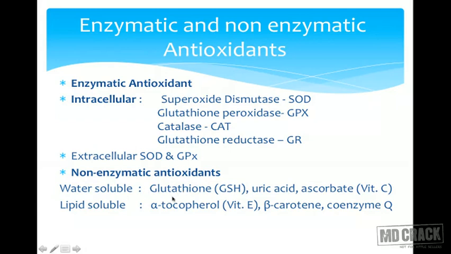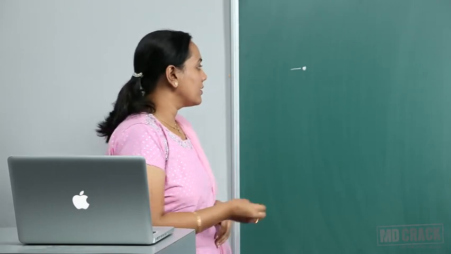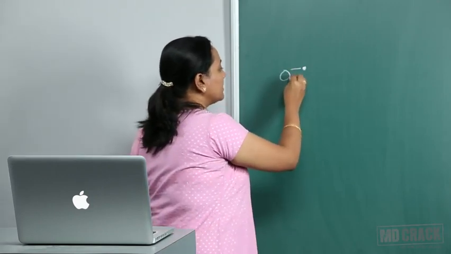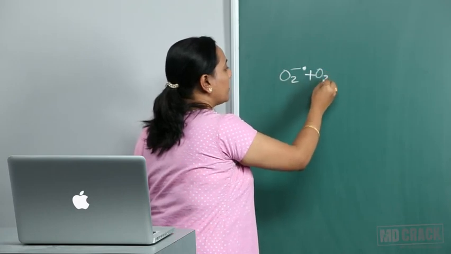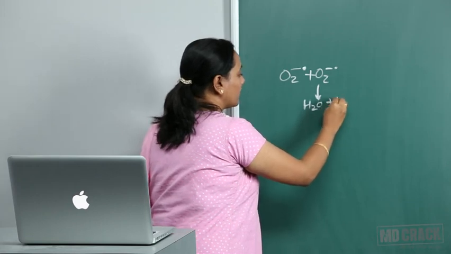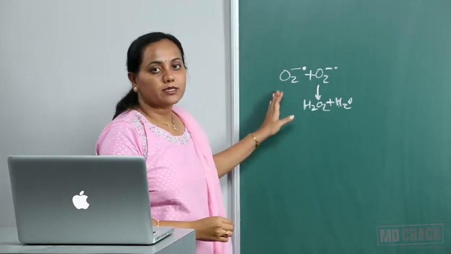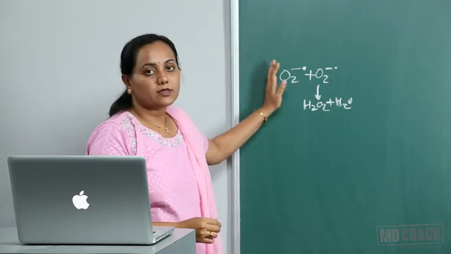Water soluble, present within the cell and usually in the cytosol, includes glutathione, uric acid, and ascorbic acid or vitamin C. Lipid soluble includes vitamin E, beta carotene and coenzyme Q. So let us look at superoxide dismutase. SOD is one of the very important enzymes. We have oxygen and superoxide, which will combine with one more to form hydrogen peroxide plus oxygen. So this superoxide dismutase is responsible for removing superoxide anions.